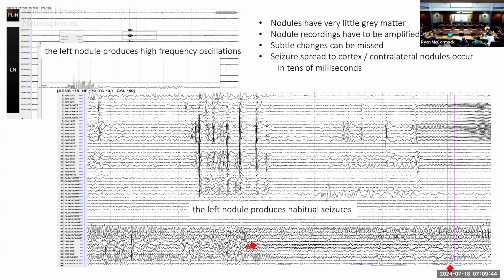So, like I said, nodules have very little gray matter. They need to be amplified, and these can easily be missed, especially if you don't have high density sampling of the nodules. And this spread can happen very quickly, in the tens of milliseconds. So again, it requires a very adept epileptologist to be able to detect this.